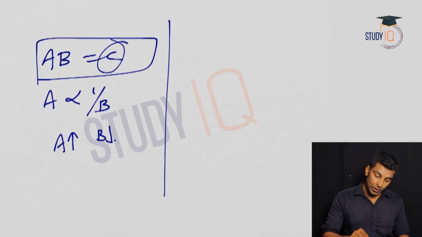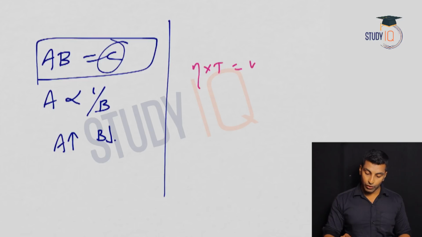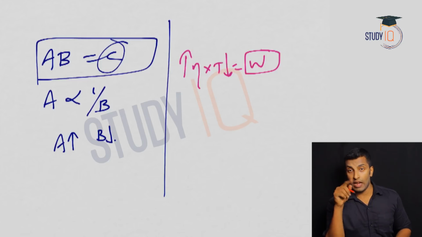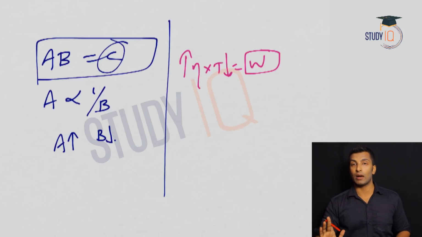Now, why I am able to apply this concept here is because efficiency into time is equal to work, and the work will be constant. What will happen? Efficiency will increase, time will reduce. Based on that you'll get a question: number of men will increase, number of days will come down.